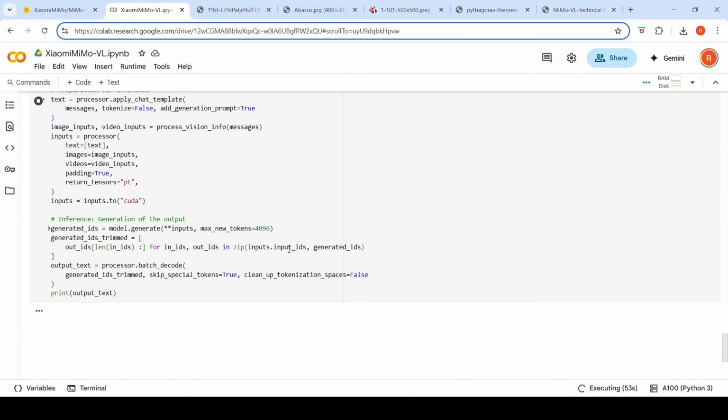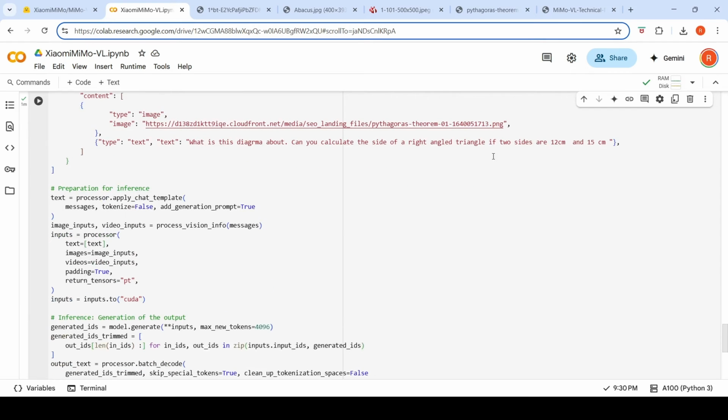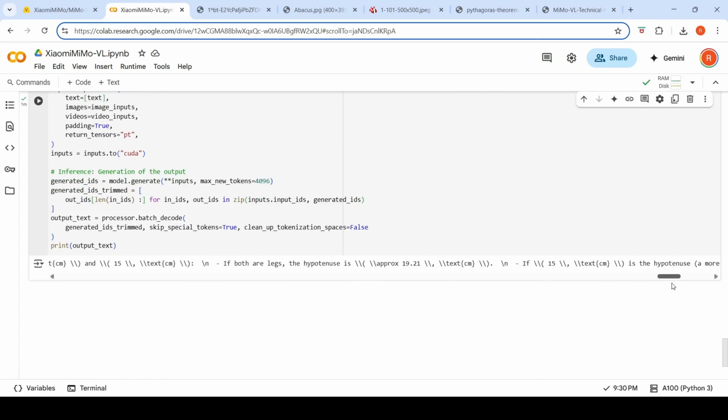You still have this particular part running, so it has actually computed the hypotenuse for this particular problem, for the right side of a right angle triangle if two sides are 12 and 15. And it says, if you look at the final response, that mostly the second situation is a probable situation, and the hypotenuse is somewhere around 19, which is actually kind of correct. Somewhere I saw this response, approx 19.21, which seems to be the square root of 369. So this seems to be fine. Okay, but I had to increase the number of max new tokens for this.